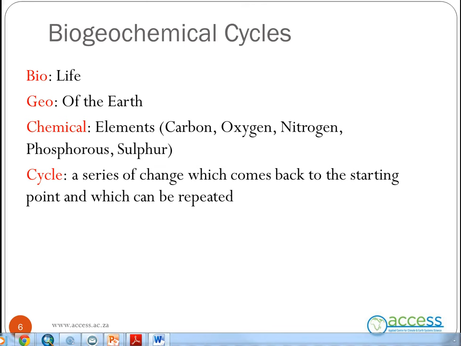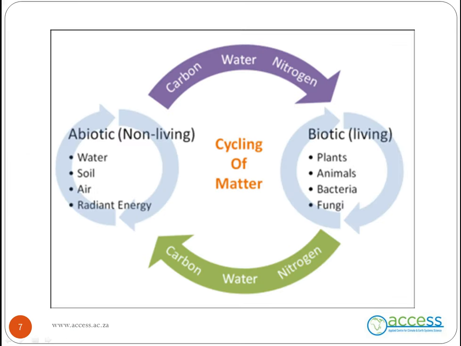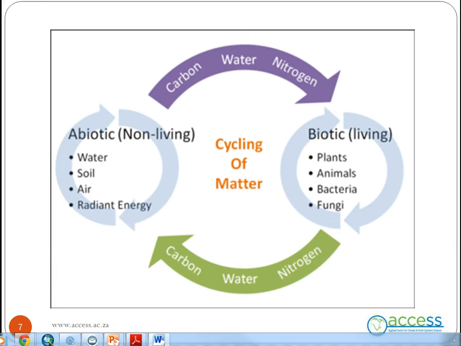If we just break down the word biogeochemical, we see bio, of life, geo, which is of the earth, chemical, which is in reference to elements such as carbon, oxygen, and nitrogen, and then you have cycle, which is a series of changes which comes back to the starting point and which can be repeated. And if you look at the previous image, we'll see that biogeochemical cycles may also be referred to as cycles of nature because they link together all organisms and abiotic features on Earth.